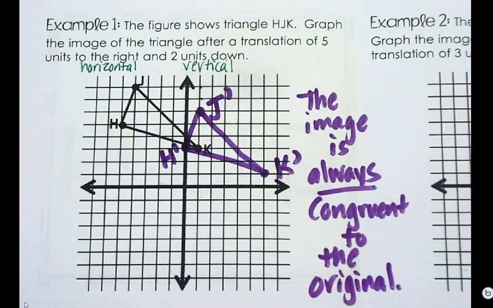And so you notice here we had a translation. We had 2 things happening. We had 5 units to the right and 2 vertical units down.